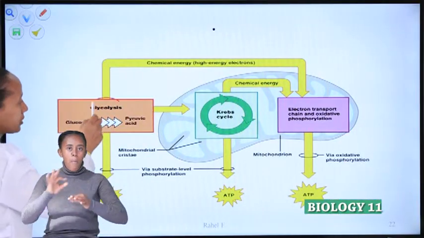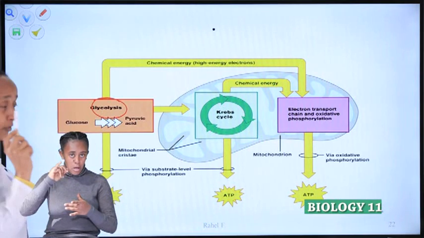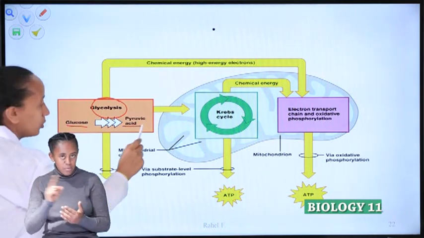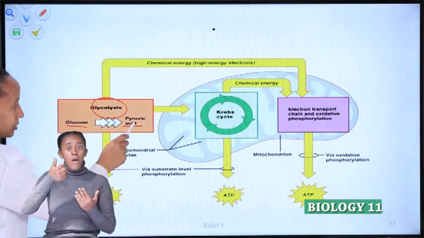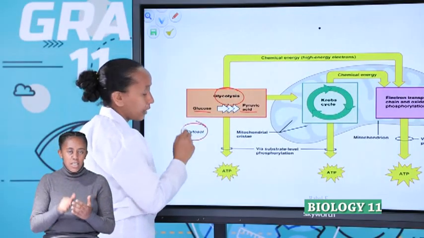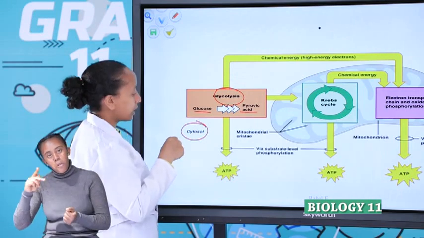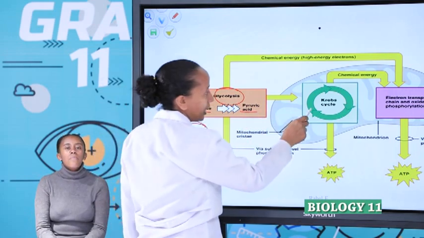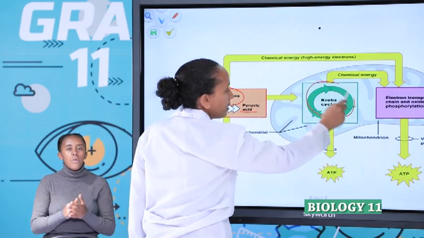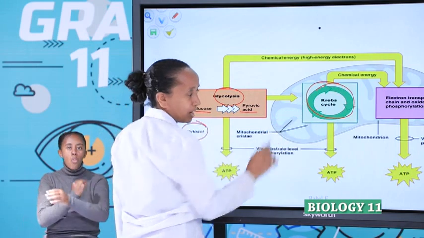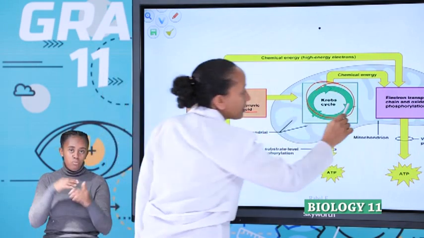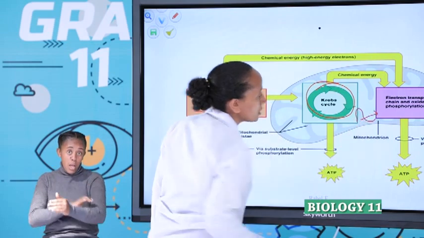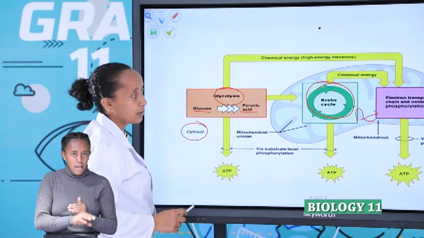Here we have glycolysis, and as I have told you, in glycolysis glucose will be changed into pyruvic acid. This reaction occurs in the cytosol or in the cytoplasm of the cell. And the next step, link reaction and Krebs cycle, occurs in the mitochondrial matrix. And the last step occurs on the inner mitochondrial membrane.